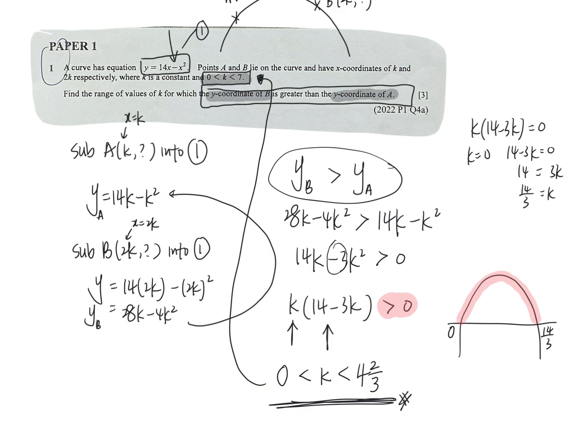Okay, so for this question, if you find the y coordinate is 1 mark, establishing the inequality is 1 mark, final answer 1 mark. So sometimes you don't know what the question is telling you, but just follow what they say and then see where it leads you to.